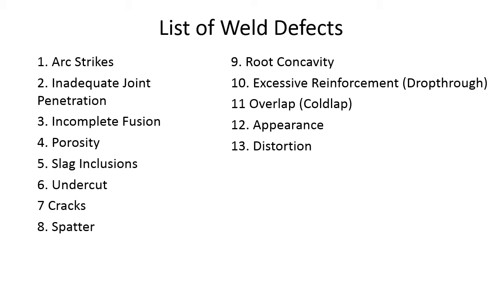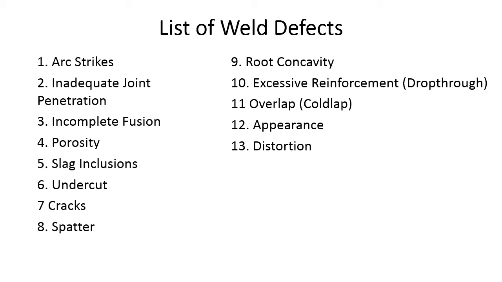List of weld defects. Here I tell welders and upcoming welding engineers, probably one of the most important things you really need to learn in regards to the welding trade and industry is the list of weld defects, because these are things you generally don't want in your welds. So: arc strike, inadequate joint penetration, incomplete fusion, porosity, slag inclusions, undercut, cracks of all the different flavors, spatter, root concavity, excessive reinforcement, which is also known as drop through, overlap, which can also be known as cold lap, appearance, and distortion. These 13 things pretty much cover most of the bad things that can happen in welding and most of the things that you are trying to prevent from happening in welding.